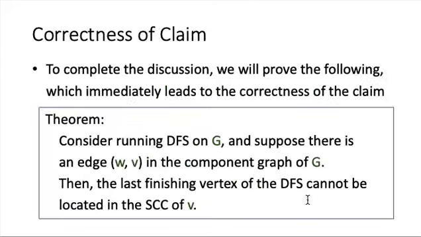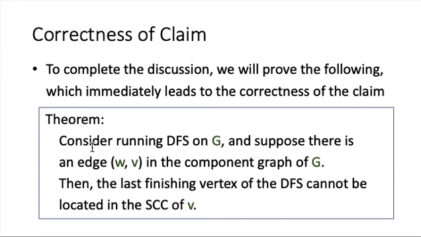What remains is to prove that the vertex U with the latest finishing time is always in an SCC such that its component graph vertex does not have any outgoing arrow. This is the claim that we are missing, and we want to show why it is correct. To show this, it is sufficient to prove the following theorem. Let's take a look at this theorem.